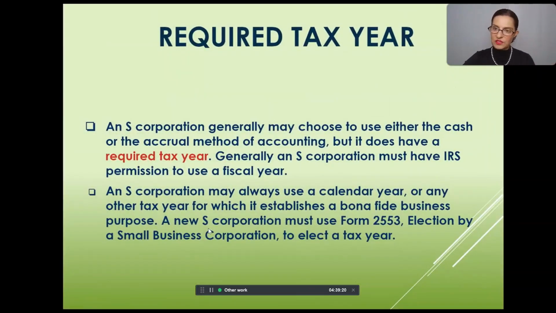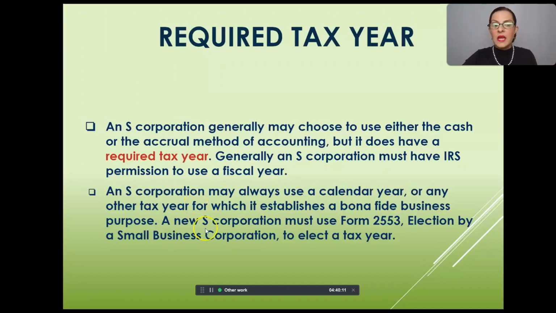Required tax year. Now, partnerships and S corporations have a required tax year. An S corporation can choose to use either cash or accrual method of accounting, but it has a required tax year. Generally, an S corporation must have IRS permission to use a fiscal year. S corporations can be on a fiscal year if they have a natural tax year, like a seasonal business, for example, but generally they have to ask the IRS in advance in order to use a fiscal year. An S corporation may always use a calendar year or any other tax year for which it establishes a bona fide business purpose, like a natural tax year or a seasonal business.